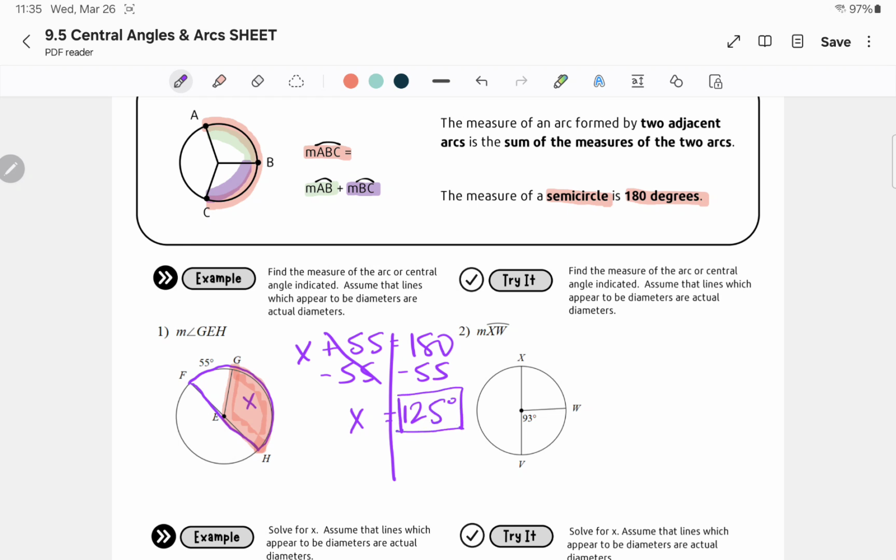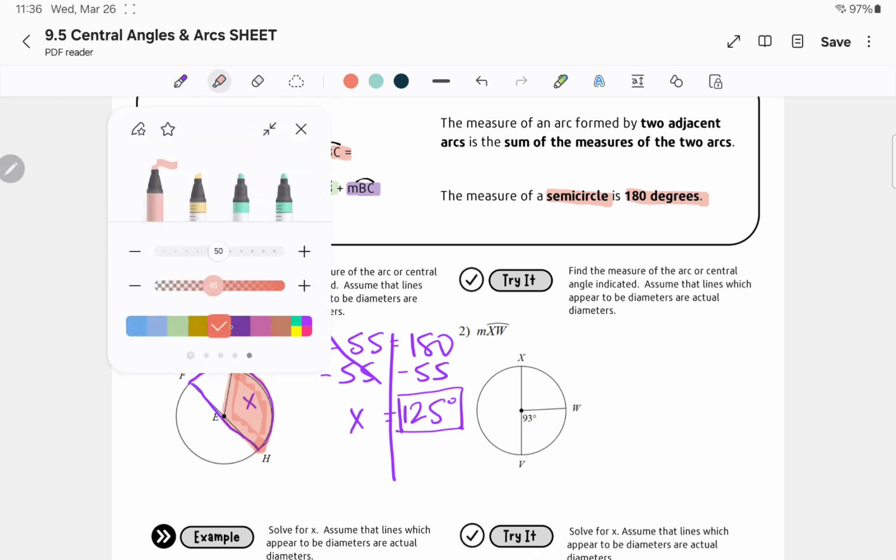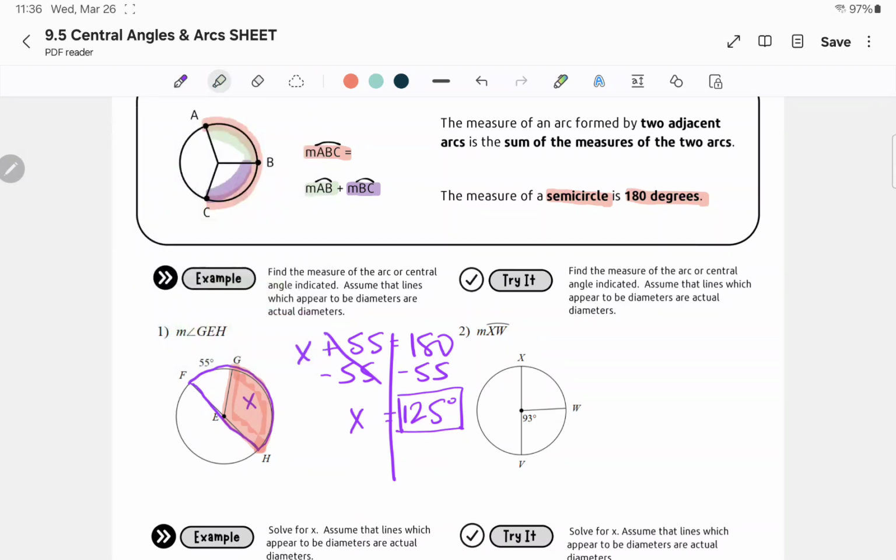So you can also use the calculator. So go ahead and pause the video and try number 2 on your own. Again, I really suggest you use a highlighter. So I'm going to go ahead and highlight. So XW is this right here. So let's just kind of highlight the whole pie piece there. Okay. And we don't know what that is, but we know this entire half here is a semicircle.